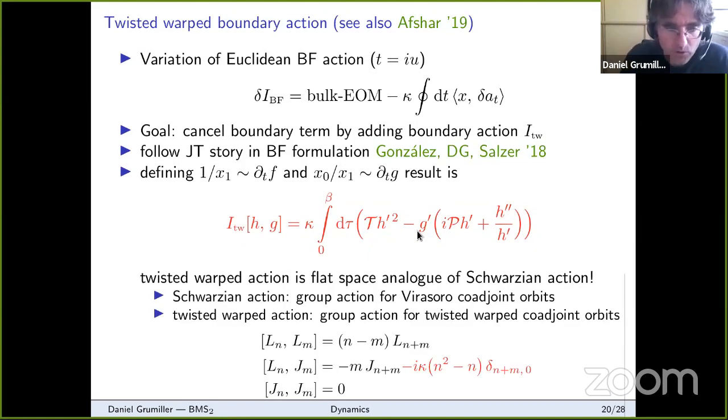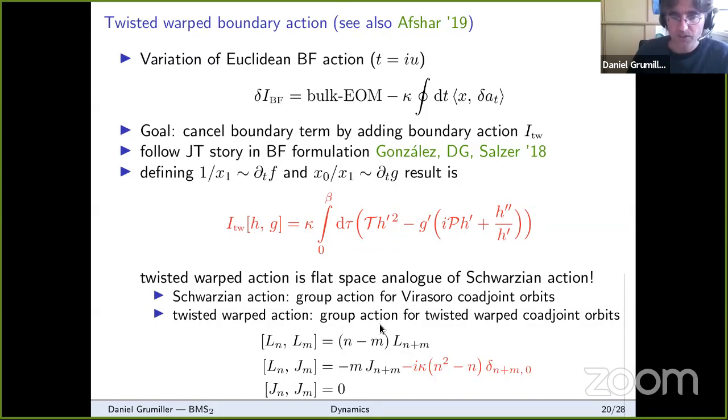Why is it called twisted warped action? Well, I'm not going to bother with technical details, but let me explain why we call it this way. This is the flat space analog of the Schwarzian action. And what is the Schwarzian action? From a geometric viewpoint, the Schwarzian action is the group action for Virasoro coadjoint orbits. This goes back all the way to Witten and Alexeyev Shatashvili in the 80s. So the twisted warped action that we have here is something analogous to the Schwarzian action.